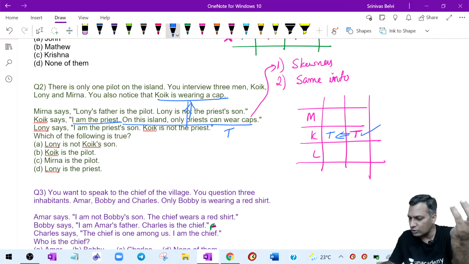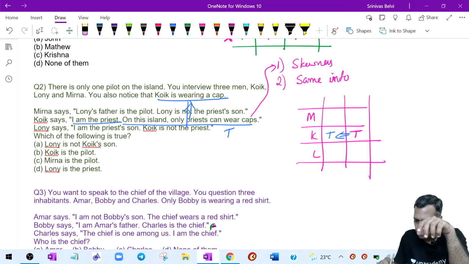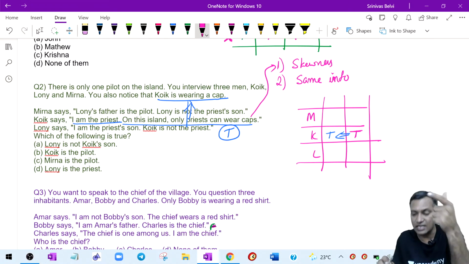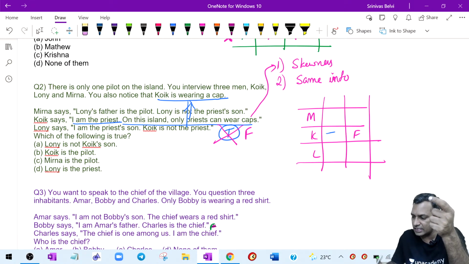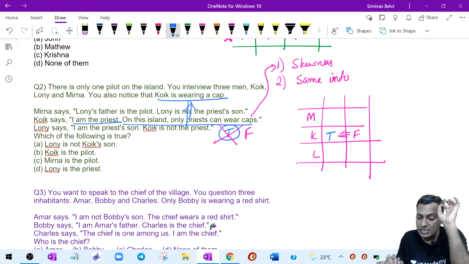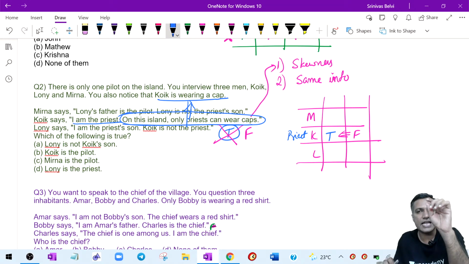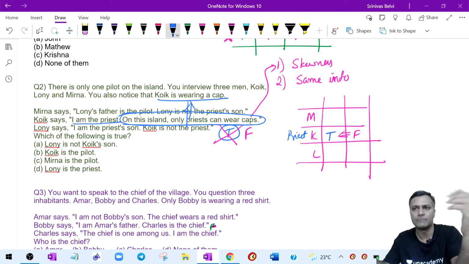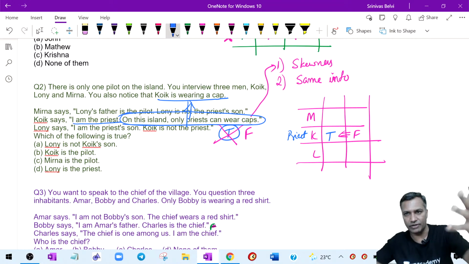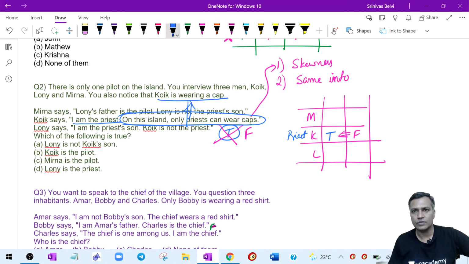But Coix cannot make true statements. How can he make true statements? So saying that the skewed statement is right is incorrect. The skewed statement has to be a false statement. Therefore, it implies that the other statement has to be true. And hence, what is your understanding about that island? Coix is a priest, no doubt, but there is no such rule on the island which says that only priests can wear the caps. Anybody can wear the caps. From there, you go ahead and analyze the rest of it. Made sense? Clear about this? Okay. Good.